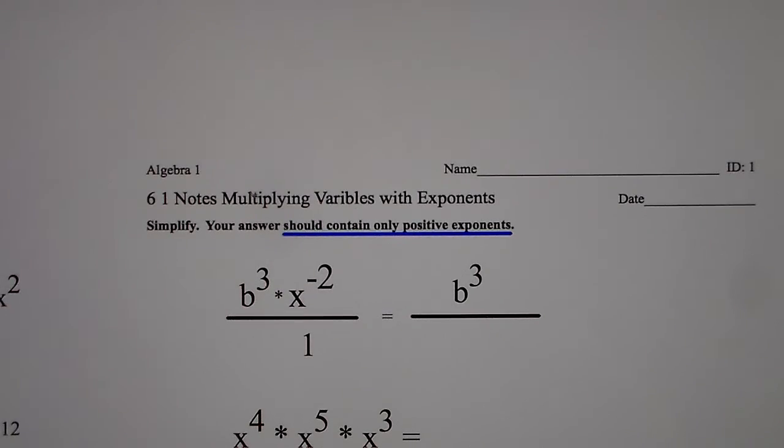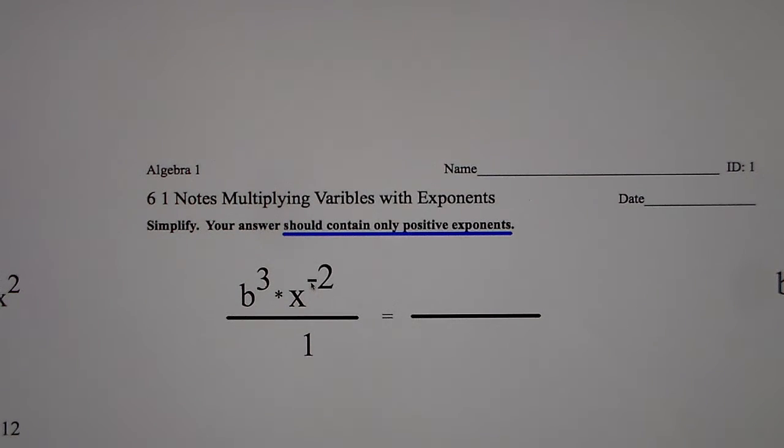So, in our notes, our directions are this: simplify your answer. So your goal is just to simplify. Your answer should contain only positive exponents. That's what I have here underlined in blue. So what do I mean by that? Well, in this problem we have b to the third times x to the negative 2 divided by 1. We cannot have negative powers in our exponents. They have to be all positive exponents.